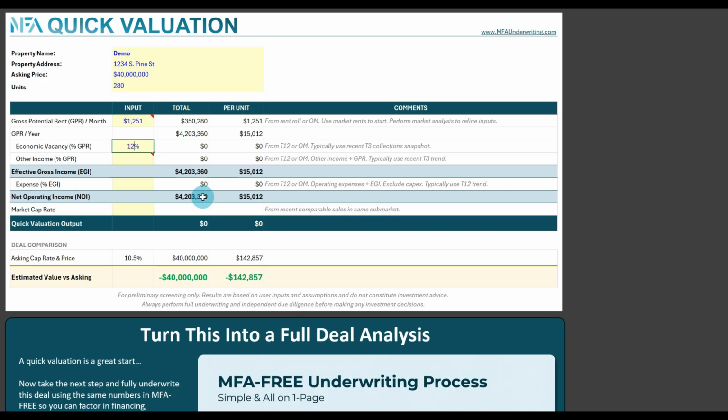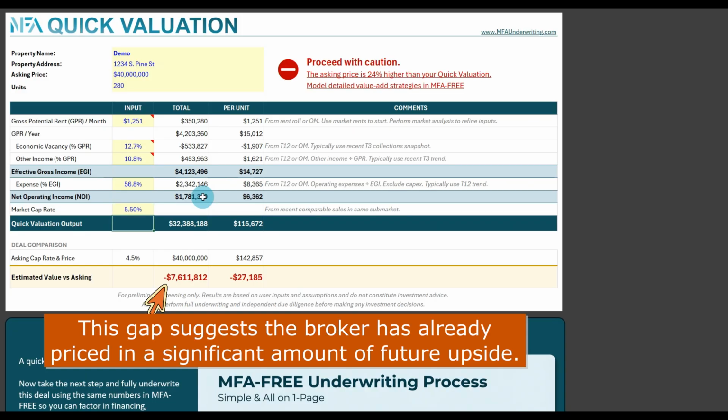Economic vacancy was 12.7%. Other income was 10.8% of gross potential rent, and expenses were 56.8% of effective gross income. Now, the market that this asset was trading in was trading around a 5.5 cap, so we'll put that in. And what do you notice right away? Proceed with caution. This deal is about $7.6 million overvalued according to these figures right here.